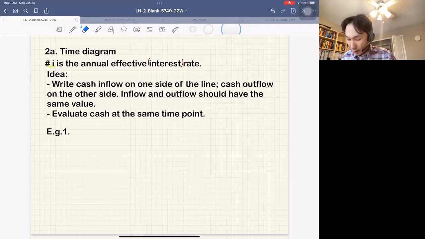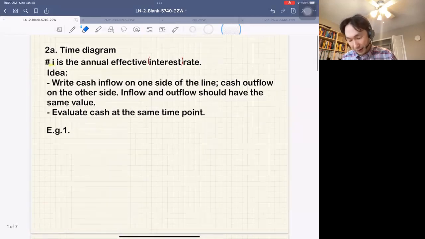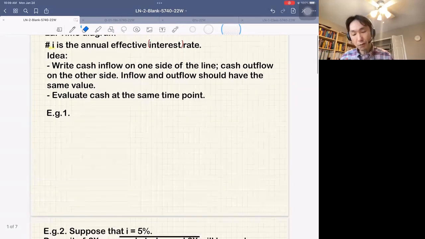And to equate the value of inflow and outflow, we have to use the same time point, because $1 today and $1 a year later have different value. Usually the $1 now is worth more because it can accumulate interest for 1 year.